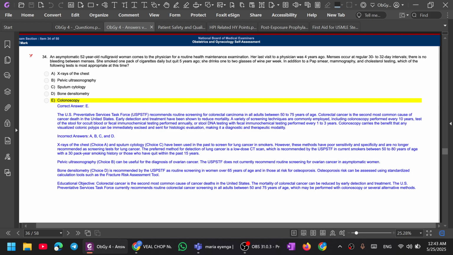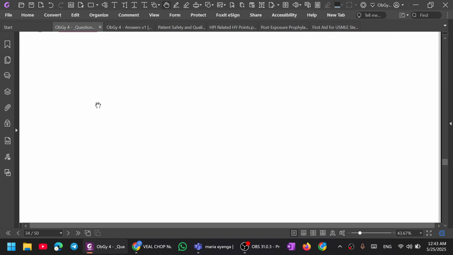It's not bone densitometry. It is recommended by USPSTF as routine screening in women over 65, and in those at risk for osteoporosis, osteoporosis risk can be assessed using standardized calculation tools such as the Fracture Risk Assessment Tool. So it's 65. Okay, next.